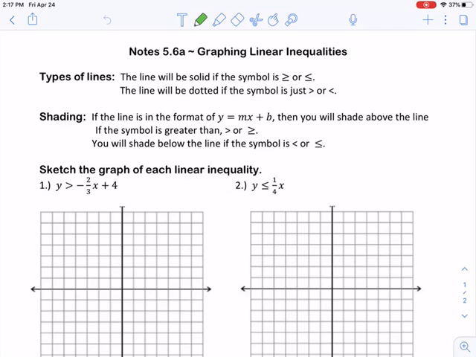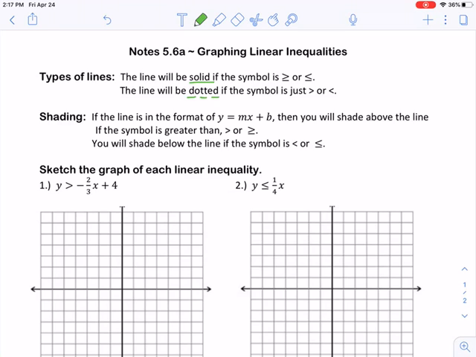Let's start with our types of lines. The line will be solid if my symbol is greater than or equal to or less than or equal to. The easy way to remember it is if there's a little line underneath my greater than or less than symbol, then my line has to be solid. My line will be dotted if the symbol is just a greater than or just a less than.